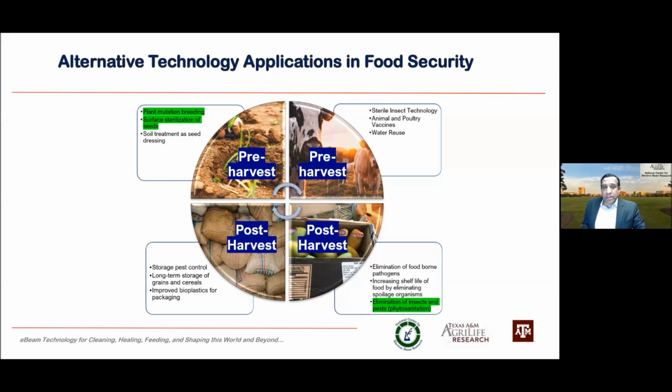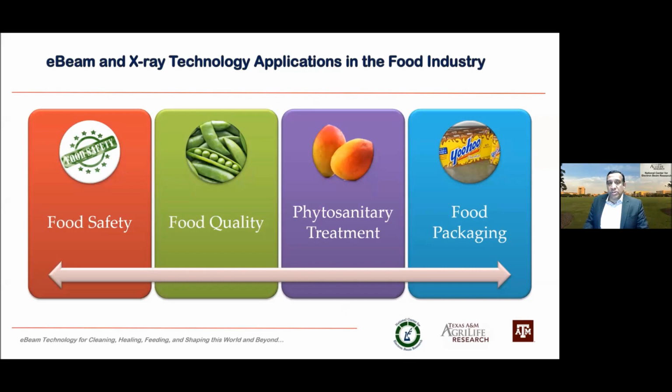So when you look at the applications in the food industry alone, depending on high energy or low energy, you can use it for food safety. You can use it for food quality because you would not have to use pesticides or herbicides or insecticides. You can use it for phytosanitary treatment without using methyl bromide, which is a carcinogen and a greenhouse gas. And also you can use it for food packaging, to sterilize for aseptic packaging.